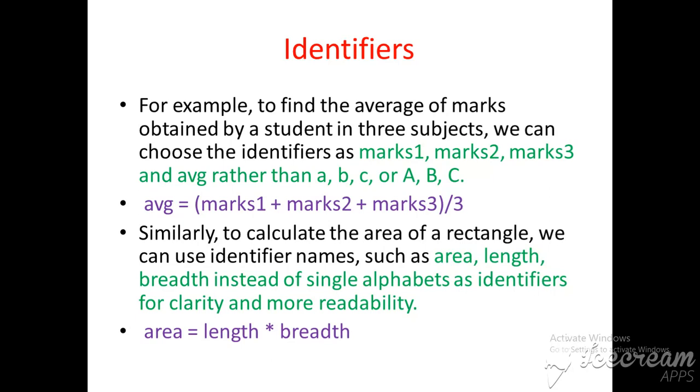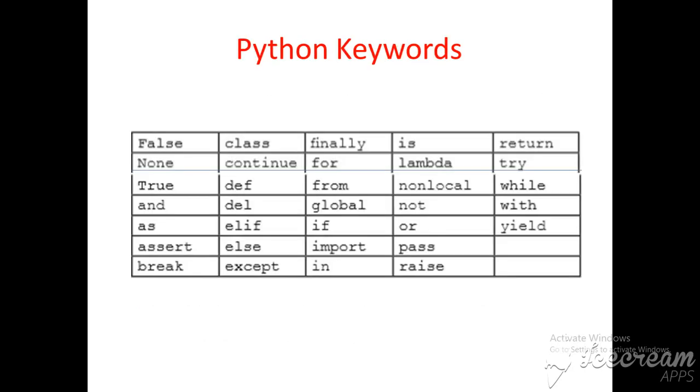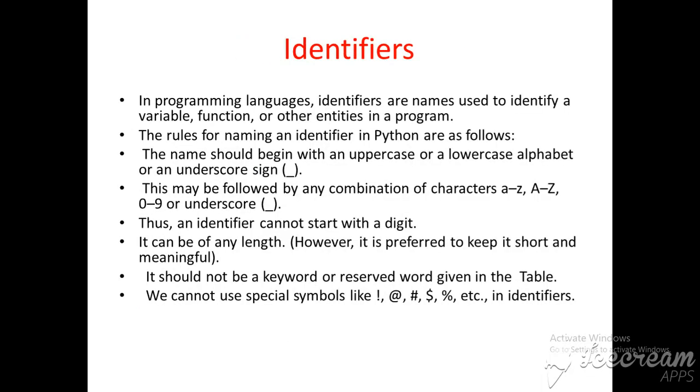That is good programming skill. Similarly, to calculate the area of a rectangle, we can write area is equal to length into breadth. We could also write x is equal to y into z, which is possible, but when writing a good program, it is correct to give identifier names related to the program. So this is called an identifier. So we have clearly defined Python keywords and identifiers.